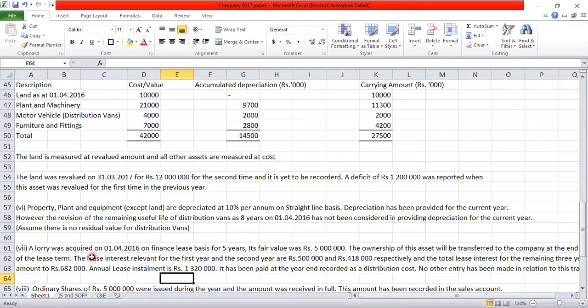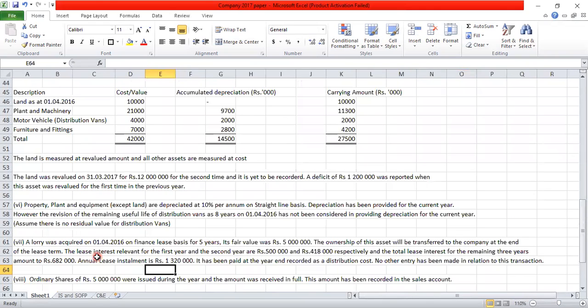It says in the question, the lorry was acquired on 1st April 2016 on a finance lease basis for 5 years. Its fair value is 5 million. The ownership of the asset will be transferred to the company at the end of the lease term. Lease interest relevant to the first year and the second year is 500 and 418,000. So they have given the first year and second year lease interest, and the total lease interest of the remaining 3 years is 682,000.